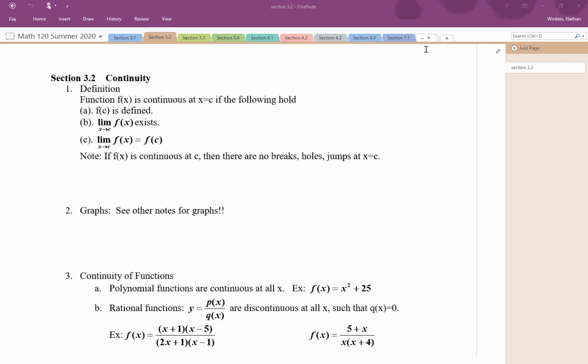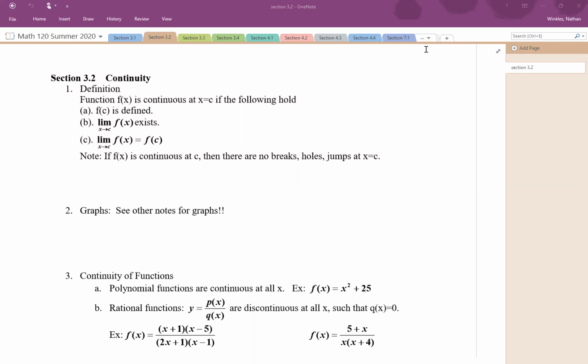So we're going to have a definition here of continuity. It says a function f of x is continuous at x equals c if the following hold. We've got three conditions. First, our function must be defined. If our function is not even defined at that value, we're done.